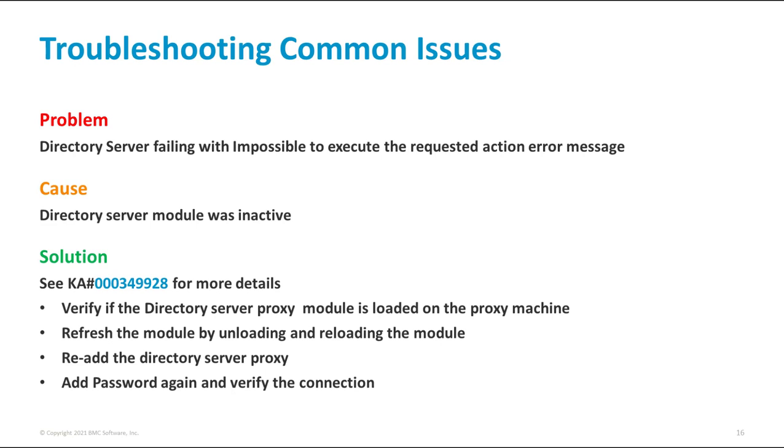And finally, the last issue that we would like to share is the directory server failing with the "impossible to execute the requested action" error message. This happens when the directory server module is inactive on the proxy server. So the solution is you need to make sure that the directory server proxy module is enabled on that server. If that module is enabled, then we would request you to unload and reload the module, and then re-add the directory server proxy and the credentials as well, and then verify the connection again.